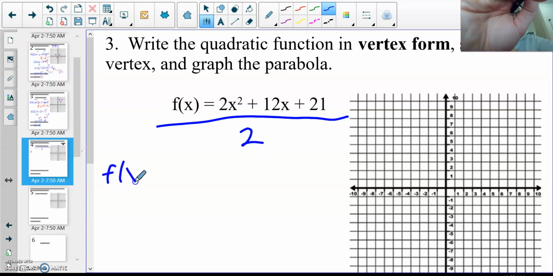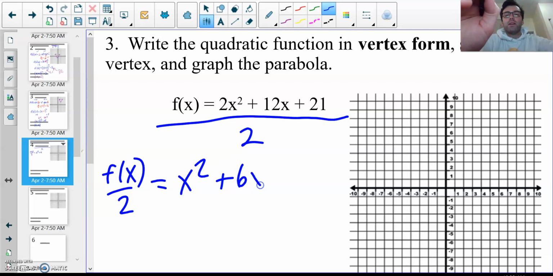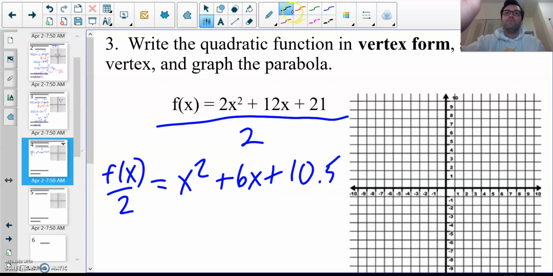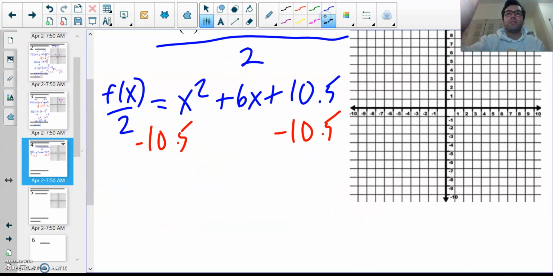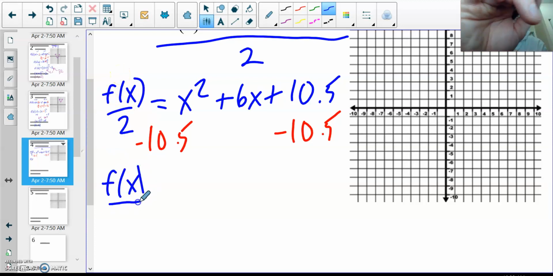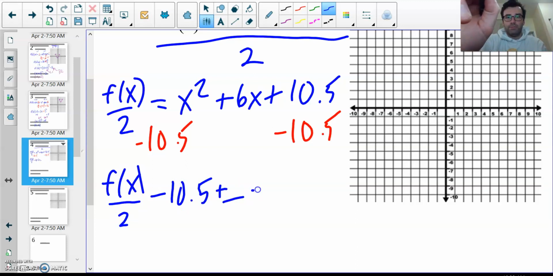So I have f of x over 2 equals x squared plus 6x. And 21 divided by 2 is not a whole number, so I can just write it as a decimal. It was 10.5. Now I want to move the 10.5 to the other side. And now the process remains the same from before, except this f of x over 2 here. So I want to continue to write that as f of x over 2 minus 10.5 plus blank equals x squared plus 6x plus blank.